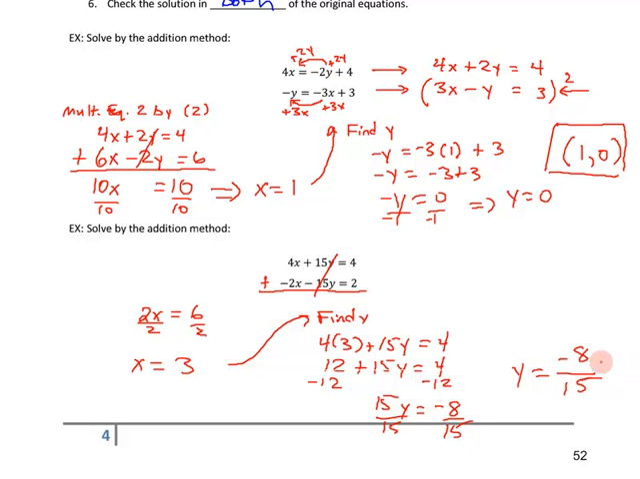Okay? And so your final answer would be the point 3 comma negative 8/15. And that's your final answer.